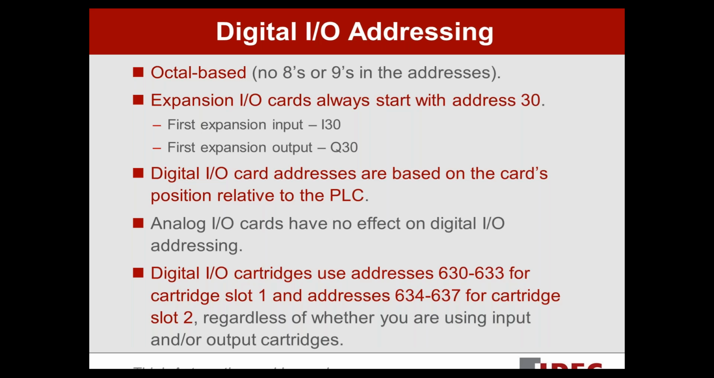Now, digital I/O addresses are based on the card's position relative to the PLC. So in other words, let's say I have a system where I have 2 digital I/O cards, just the PLC and then 2 cards sitting next to each other. The first card will say it's an 8-point digital input, say they both are, just for example's sake. The first card would be input 30 through input 37. The second card would have addresses input 40 through input 47.